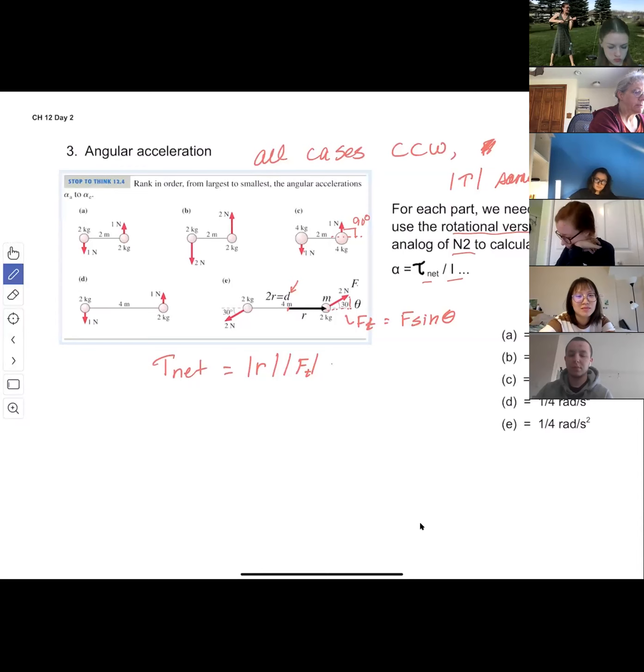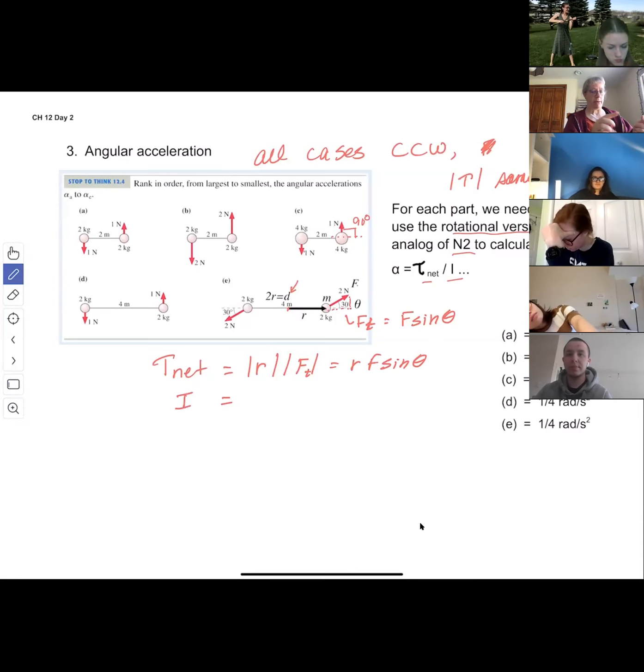Okay, so that would be R times F sine theta. And you could have got to that point using another definition for cross products. Either way, you will get the same thing. And then if we were to look at every single case, the moment of inertia, we have two balls that are rotating about the center, equal distances. So in each of those cases, the moment of inertia, like for each object, is m r squared.